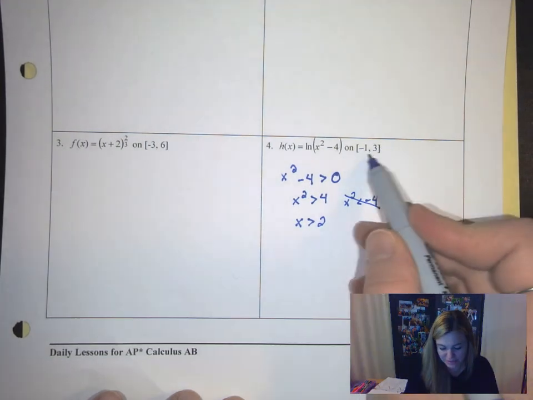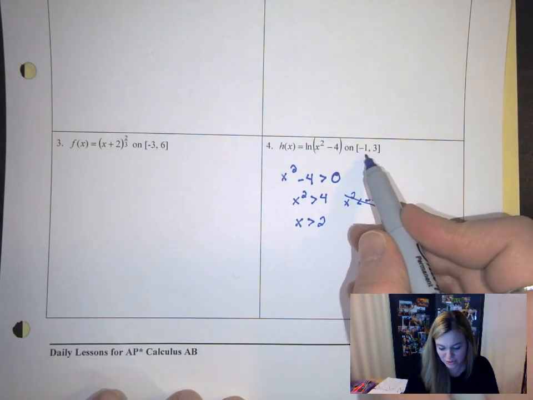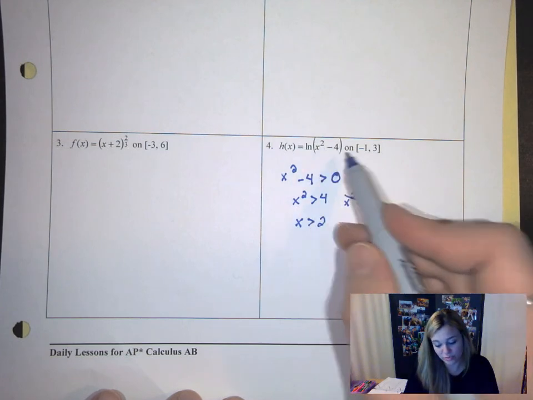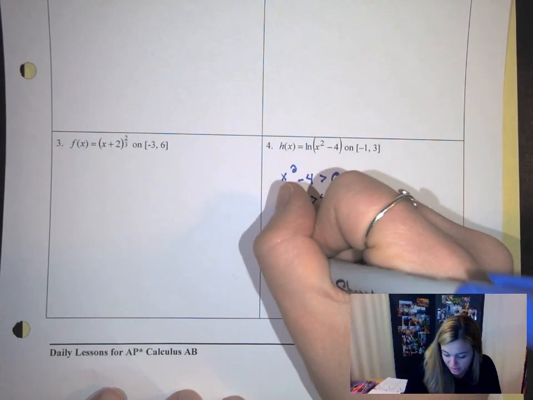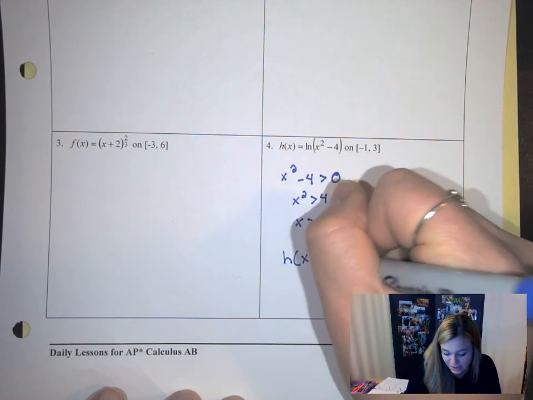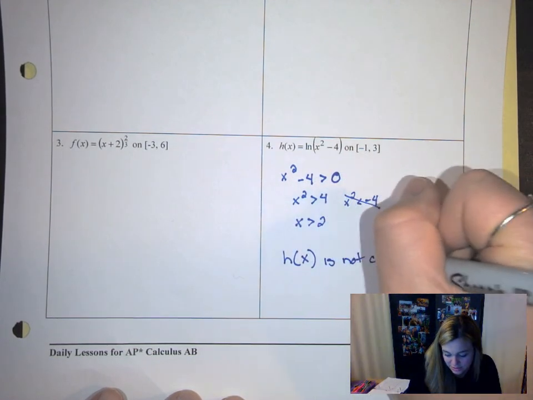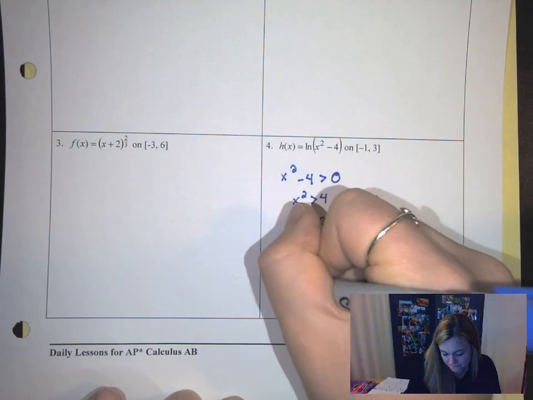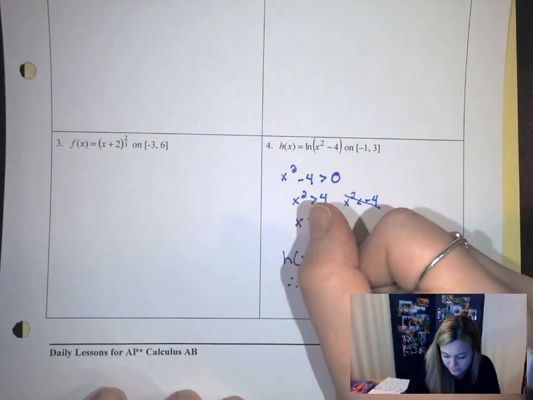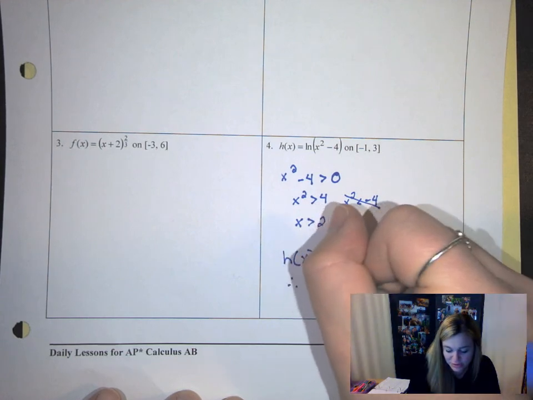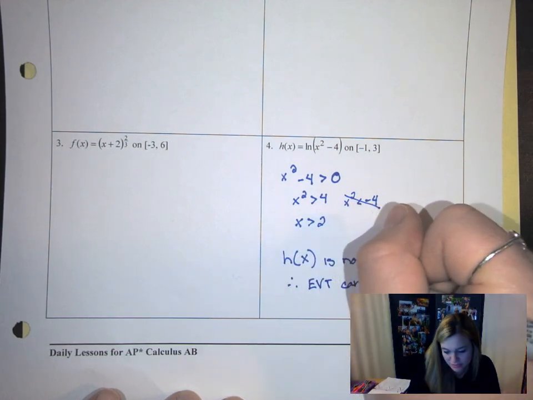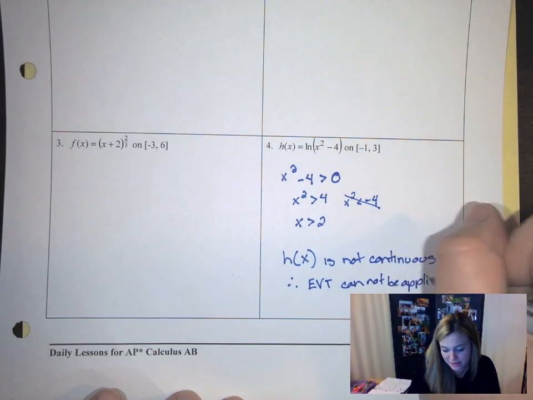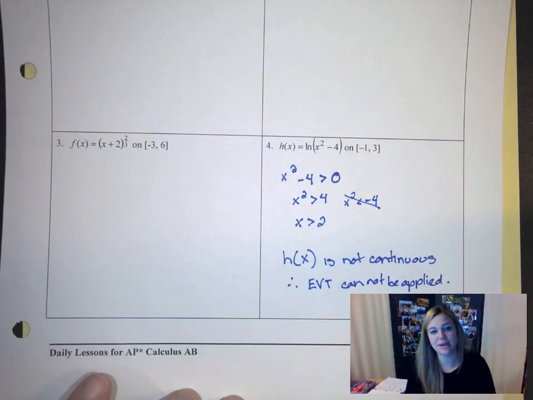That means on the interval, if I tried to substitute a negative 1 in here, negative 1 squared, I would get 1 minus 4, which would be negative 3. Not cool. So h of x is not continuous. Therefore, I can say the extreme value theorem cannot be applied, or you can say this function is not guaranteed to have absolute extrema.